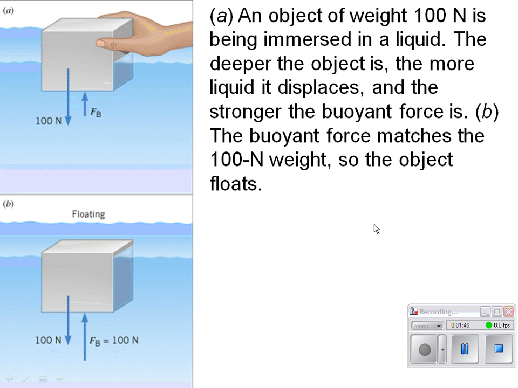So an object of weight 100 newtons is being immersed in a liquid. The deeper the object is, the more liquid it displaces, and the stronger the buoyant force is. In the second picture, the buoyant force matches the 100 newton weight, so the object floats. 100 newton weight down, the buoyant force is up.